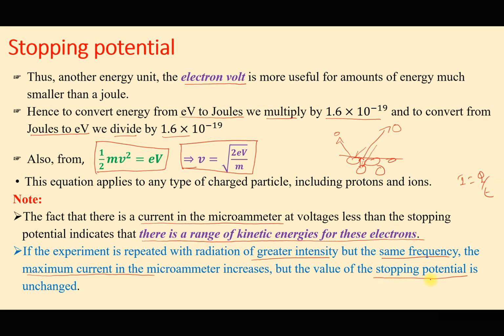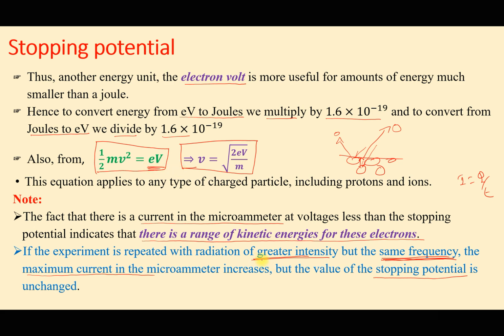But the value of the stopping potential is unchanged because the stopping potential depends on the loss in the kinetic energy. So the kinetic energy of the electrons does not depend on the intensity, but depends on the frequency. And because the frequency is the same, the kinetic energy of the electrons is not changing. And if the kinetic energy of the electrons is not changing, then it makes sense that the stopping potential is not going to be changing.